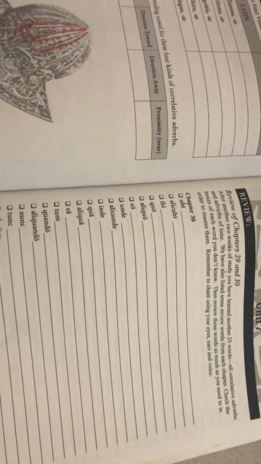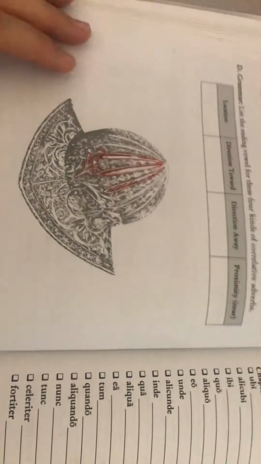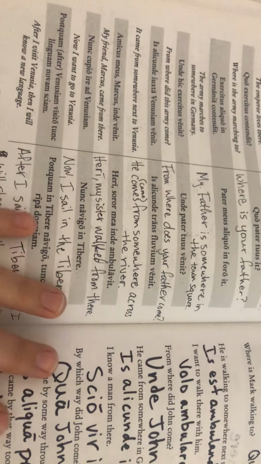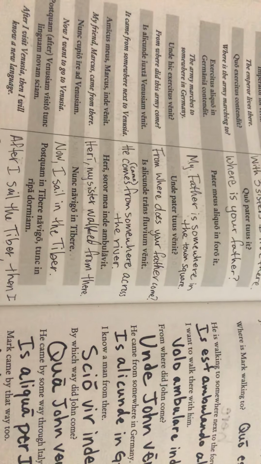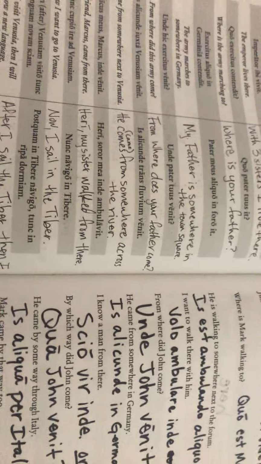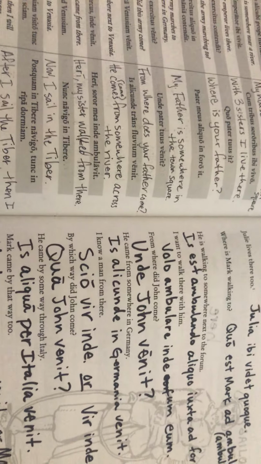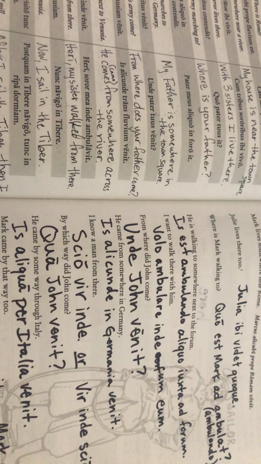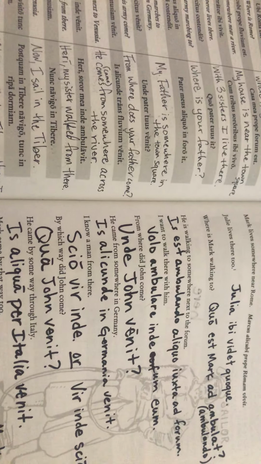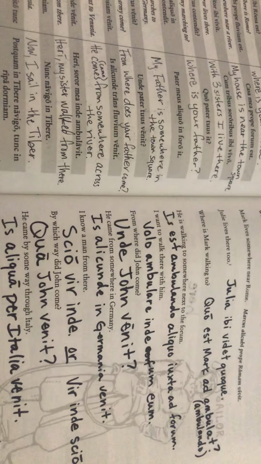So hopefully Chapter 30 was pretty self-explanatory. It didn't really have much. It was just correlative adverbs. If you guys have any questions, go over these sentences because they're really good. They're actually good sentences and helping you kind of understand the language and conversational Latin, which is kind of a lot of fun. So it helps you understand how to ask questions, and I hope y'all enjoyed it.